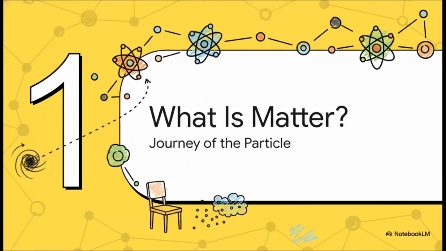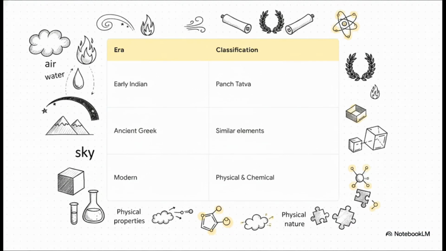Section 1. What is matter? The journey of the particle. Let's just establish a foundational truth right out of the gate. Everything we see, touch, and breathe is built from something much, much smaller. I mean, whether it's the chair you're sitting on or the air in your lungs, it all has mass and takes up space. But, how did we actually figure that out?